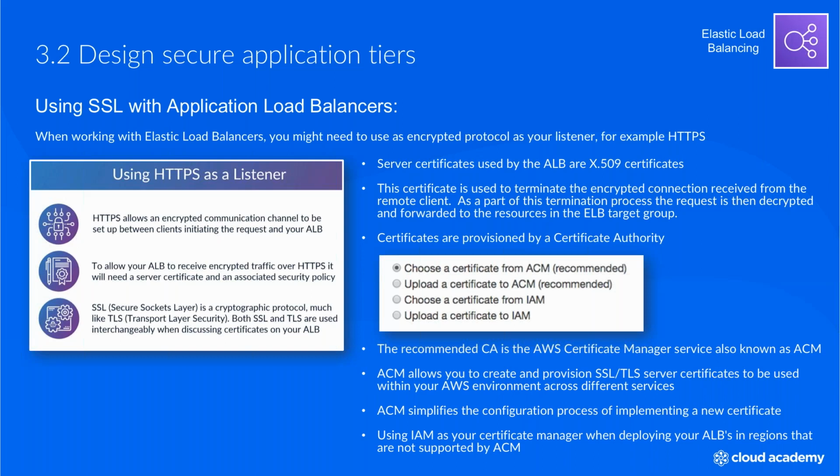This certificate is simply used to terminate the encrypted connection received from your remote client. As a part of that termination process, the request is then decrypted and forwarded to the resources that you might have in your ELB target group, for example. Now, when you select HTTPS as your listener, you'll be asked to select a certificate using one of 4 different options, and you can see those on the screen. So you can choose a certificate from ACM, upload a certificate to ACM, choose a certificate from IAM, or upload one to IAM.